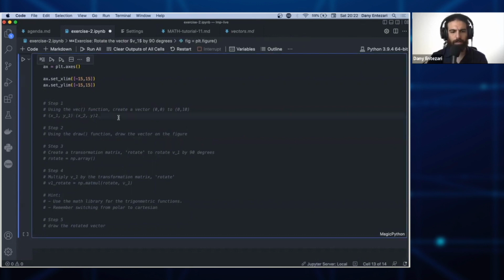So I'm gonna do two things. I'm gonna do these steps. I'm gonna draw my vector v1, which is for reference. Then I'll create a transformation matrix. I'll show you how to create a transformation matrix, by the way.